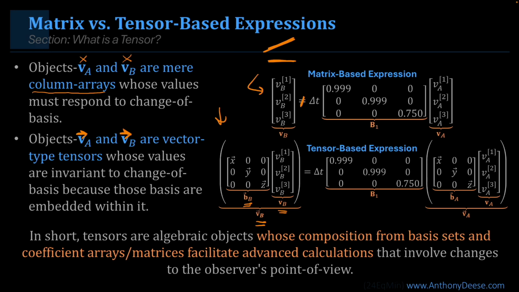So in short, tensors are algebraic, and this is not a formal definition. Tensors are algebraic objects whose composition from basis sets and coefficient arrays or matrices facilitate advanced calculations that can involve changes to the observer's point of view. And obviously we can extend that from simply changes to the observer's point of view to more complex change of axes or transformation of basis, not only to account for, you know, an observer moving, but also to make certain calculations easier and essentially redefine our system in different terms.